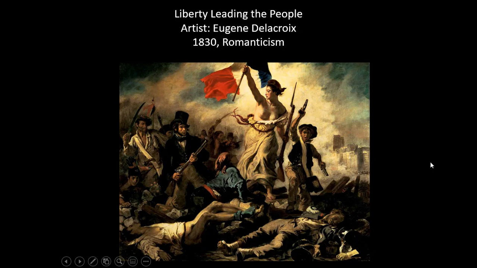Now the flag is significant. This is not the flag of France at the time. At the time, the flag of France is a red and white flag with the crest of the Bourbon family. This is the tricolor. This is the flag of the Revolution. You want to know who designed this flag? Jacques-Louis David. What a boss, right? Amazing painter, and then designs the French flag on the side.